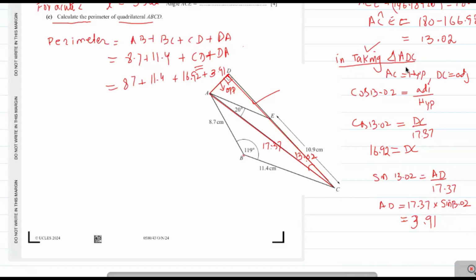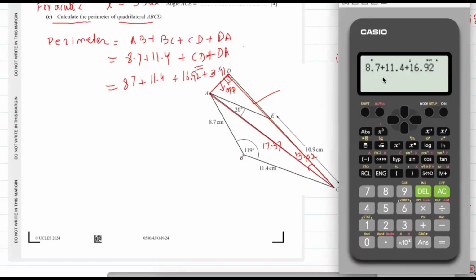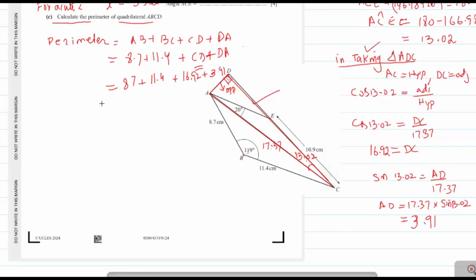We will add all these values. Look here, this is 8.7 plus 11.4 plus 16.92 plus 3.91. This value will be equal to 40.93, and the perimeter here is 40.93, and this is the answer.